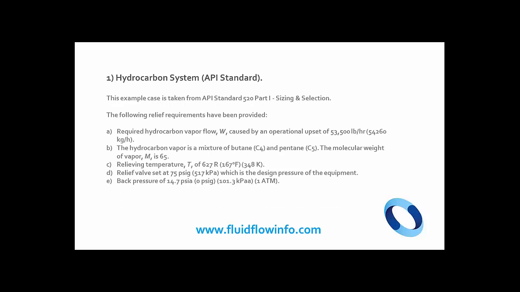So the first one then, it's a hydrocarbon system made up of butane and pentane. And this is based on an example in the API standard around, I think it's page 44. Okay, so the required hydrocarbon vapor flow rate is given as 53,500 pounds per hour. It's a mixture of butane and pentane. The molecular weight is 65. The relieving temperature is 348 Kelvin. And the relief valve is set to 75 psi gauge. Back pressure is also given at 14.7 psi absolute, or 1 atmosphere.